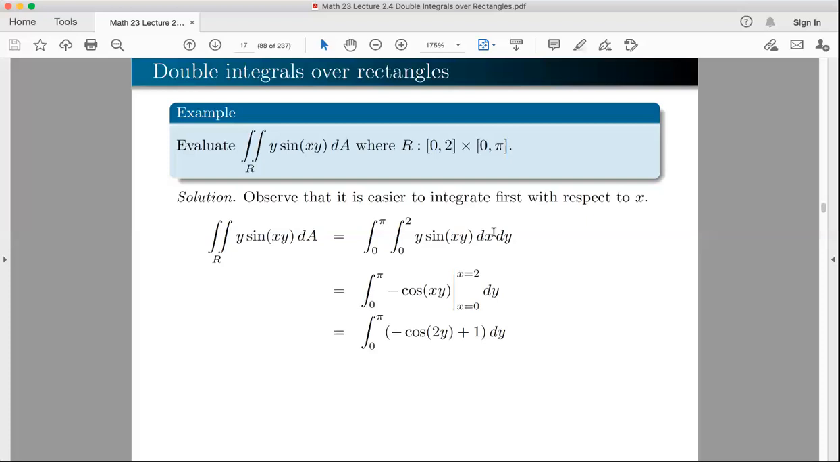And then integrating now with respect to y, we get negative sine of 2y over 2 plus y, evaluated from 0 to pi. And the answer there is pi. So the volume would be pi cubic units.